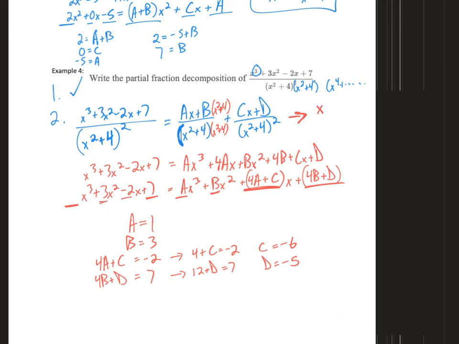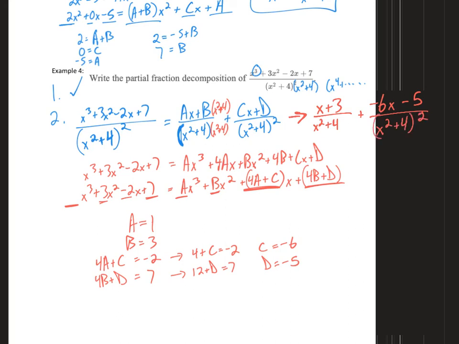1x plus 3 is my numerator of x squared plus 4, plus negative 6x minus 5 is my numerator of x squared plus 4 squared.